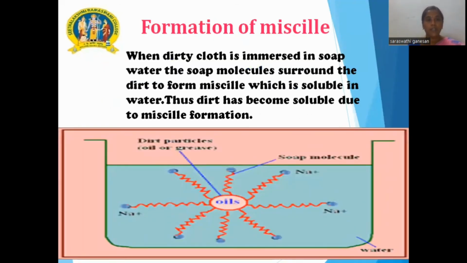Next, when we dip the dirty cloth in soap, the soap molecules will surround the dirt in such a way that the hydrophilic end will be directed towards the water and the hydrophobic end towards the dirt, and we'll get a micelle formation. This micelle is soluble in water, and thus the dirt has become soluble due to this micelle formation. Now if we simply rub it with the hands, it gets removed.